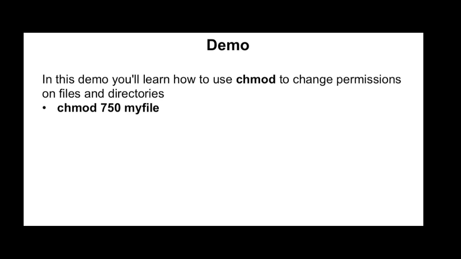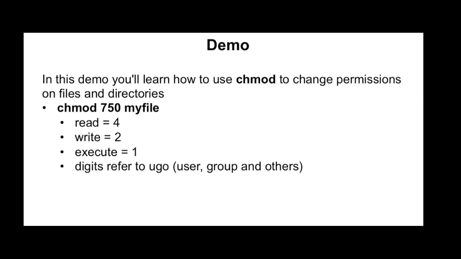The first example is chmod 750 on myfile. You can see that 3 different digits are used in the command to change permissions for myfile. To understand these digits, we should know that read equals 4, write equals 2, and execute equals 1. You should also know that digits refer to UGO: user, group, and others.